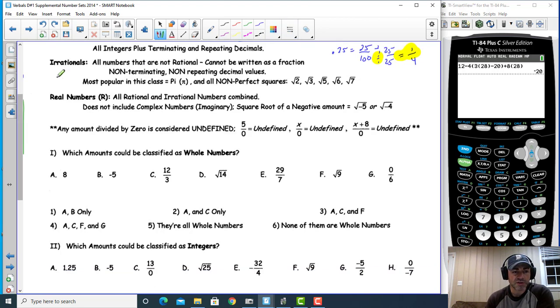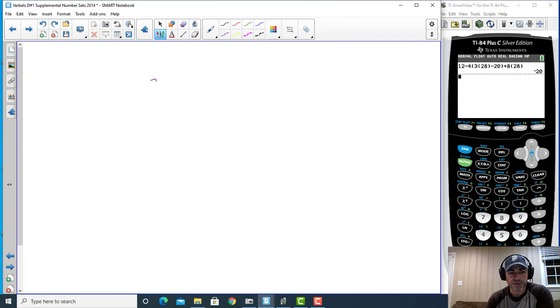An irrational number has a problem. It cannot be written as a fraction because it is a non-terminating, non-repeating decimal. The most popular irrational number that we often talk about is pi. Most people remember pi from previous years. And pi is typically 3.1415, I think 9, something like that, and the ellipsis means it goes on forever and doesn't repeat.